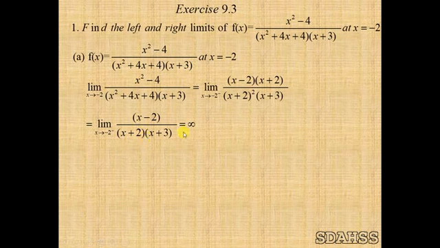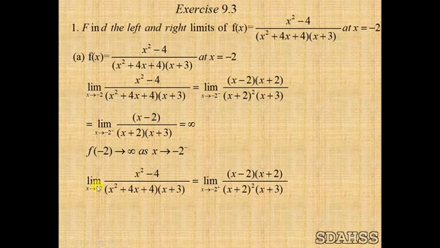So any number divided by 0 you will get infinity. Next, if you want to find whether this will be plus infinity or minus infinity, for that you have to apply x is equal to minus 2.1. If you substitute x is equal to minus 2.1, then you will get plus infinity. So f of x tends to infinity as x tends to minus 2 minus. Then limit x tends to minus 2, (x square minus 4) divided by (x square plus 4x plus 4) into (x plus 3) is equal to limit x tends to minus 2 plus.